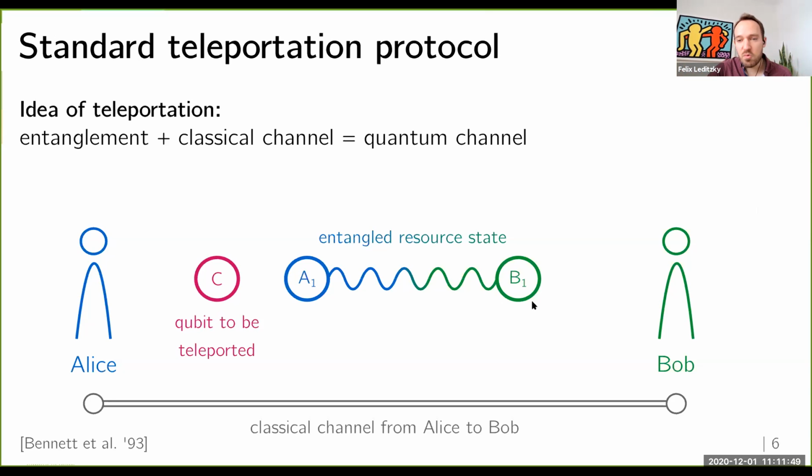And the other resource that Alice and Bob have is a classical channel from Alice to Bob. So Alice can just call Bob up and tell him some information, and then Bob can do something based on that classical information. And now the goal in teleportation is to use those two resources, the entanglement and the classical channel, to teleport a qubit from Alice to Bob.